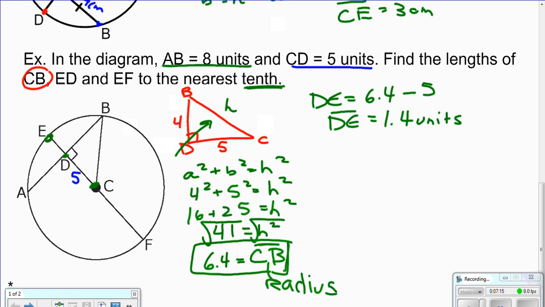And then the last thing we need to find is E to F. And E to F is a diameter line. So that's just 2 times the radius.